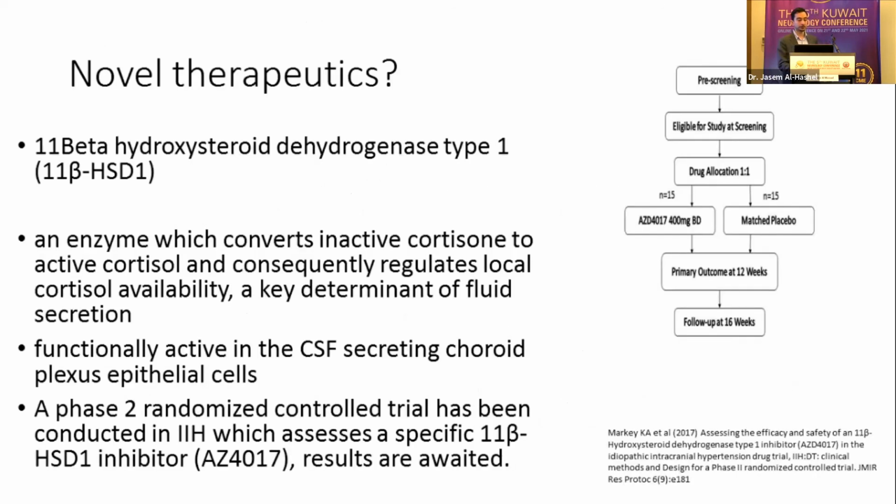This is the last slide. There is another enzyme called 11-beta-hydroxysteroid dehydrogenase type 1 in the choroid plexus. This converts cortisone to cortisol and is responsible for CSF secretion. There's already a trial that has nearly finished, which studied this molecule in a phase 2 randomized controlled fashion, and the results are still awaited. So this is possibly another new treatment coming.